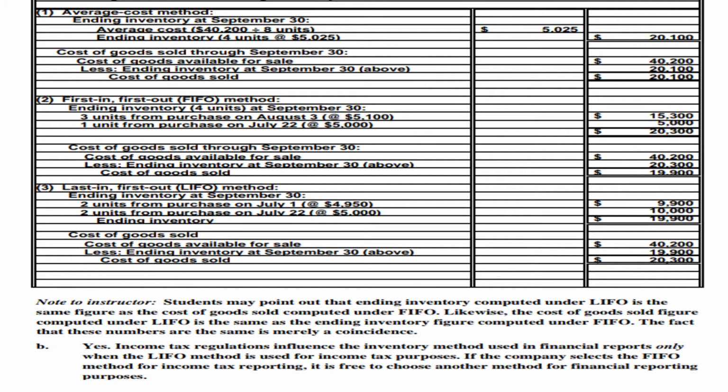We deducted the value of ending inventory, that is 19,900. Now the total cost of goods sold in case of the LIFO method, or last in first out method, is 20,300.